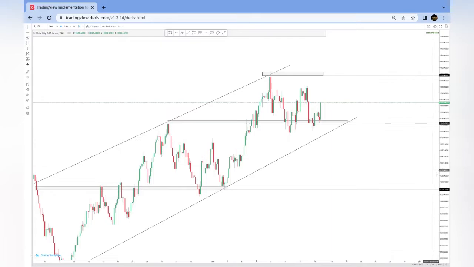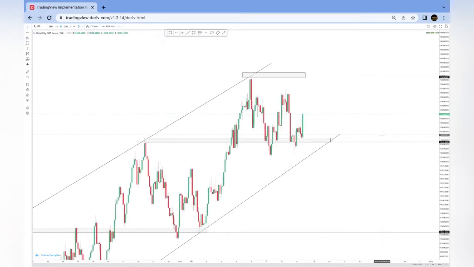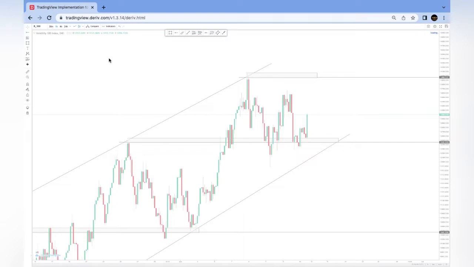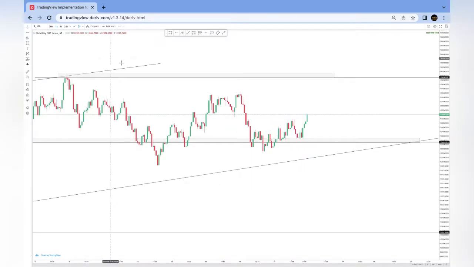So this is what we have. We have to dive deep into the time frames for us to get our entry. So let's go to the 1 hour and see what we have right there.